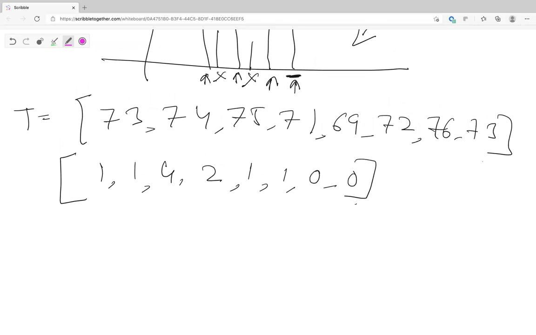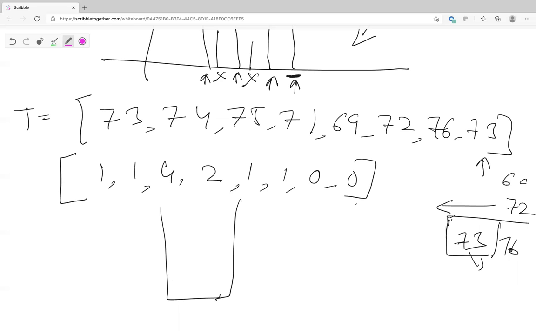So basically, we go from the back. You store 73. Now you get 76. You remove 73 and put only 76. Now you get 72, you put 72. You put 69. So here this is your stack. You put 73, you get 76, you remove 73 and make it 76. You put 72, you put 69. Now what will happen when you add 71? You remove 69 and you add 71.